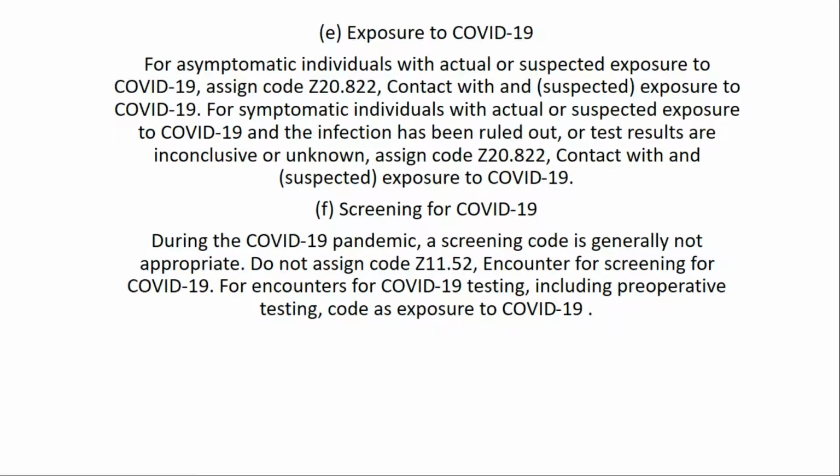Now for an asymptomatic individual with actual or suspected exposure to COVID-19, you have to code Z20.822, contact with and suspected exposure to COVID-19. For a symptomatic individual with actual or suspected exposure to COVID-19 where the infection has been ruled out, or test results are inconclusive or unknown, you have to assign code Z20.822. For screening for COVID-19 during the COVID-19 pandemic, a screening code is generally not appropriate, so do not assign code Z11.52, encounter for screening for COVID-19. For encounters for COVID-19 testing, including preoperative testing, code as exposure to COVID-19.